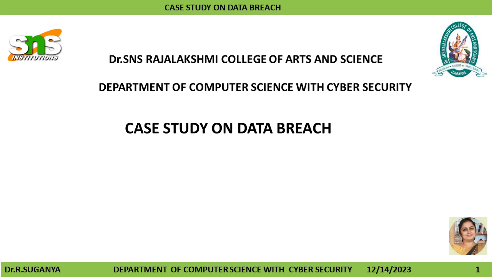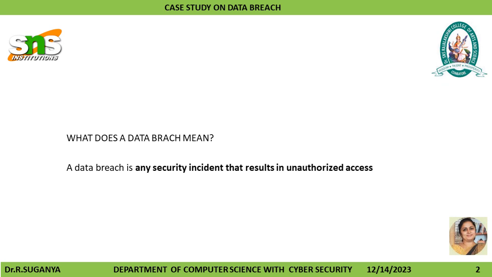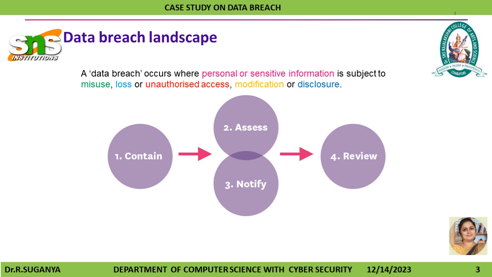Today we are going to see about the topic data breach, the case study on data breach. What does a data breach mean? A data breach is any security incident that results in unauthorized access. A data breach occurs where personal or sensitive information is subject to misuse, loss, or unauthorized access, modification, or disclosure. That is, we contain, assess, notify, and then review.